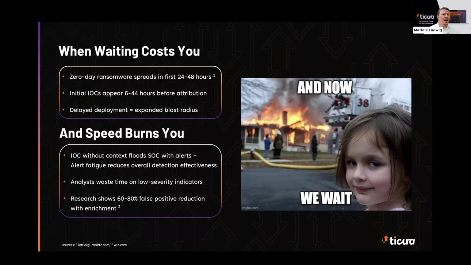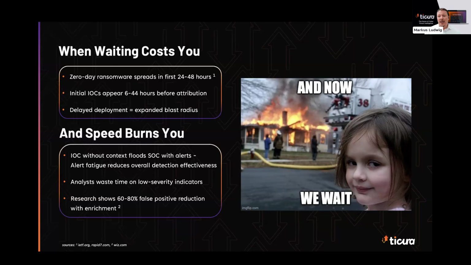On the other hand, if you look at the time difference between an initial IOC sighting that could be covered and the time it takes until real attribution is there, that can average between 6 and 44 hours between the first sighting and the first attribution.